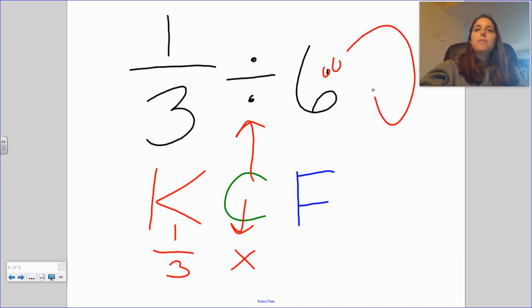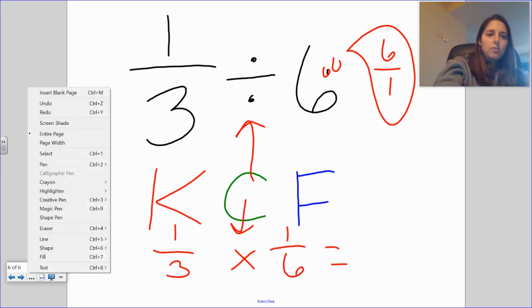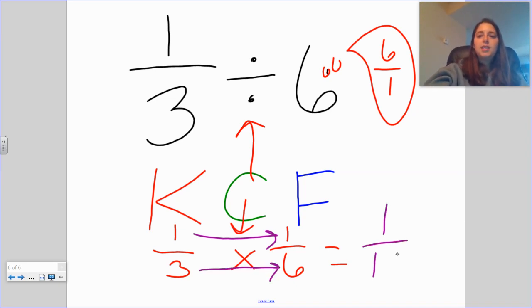We have to remember that 6, the whole number, is the same thing as 6 over 1, because that's 6 divided by 1, which is the same as 6. So if I have 6 and 1, if I flip them, it's now 1 and 6. So I'm going to make my numerator a 1 and my denominator a 6. Multiplying is so easy. Across, across. 1 times 1 is 1. That's my numerator. 3 times 6 is 18. And it is already in simplest form.